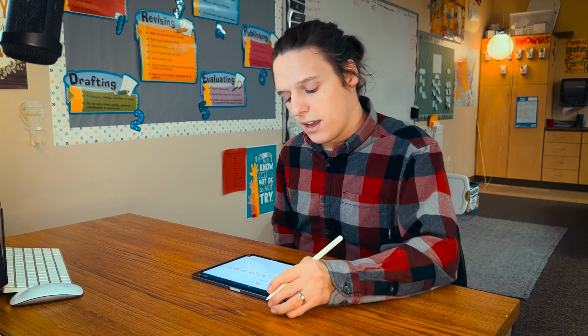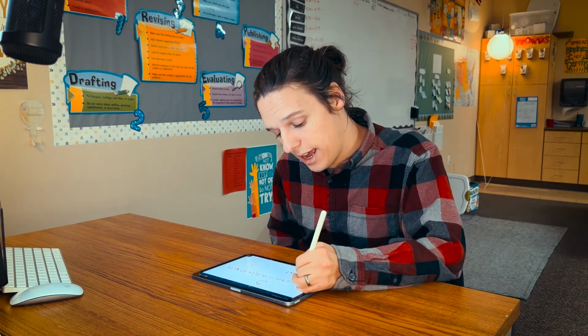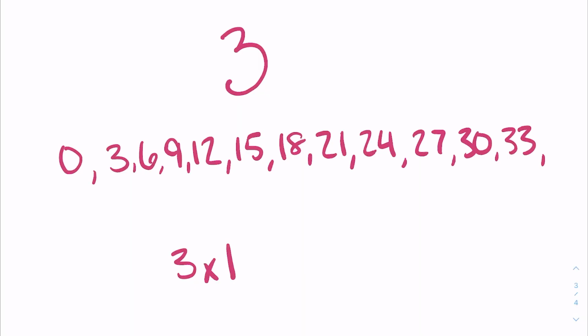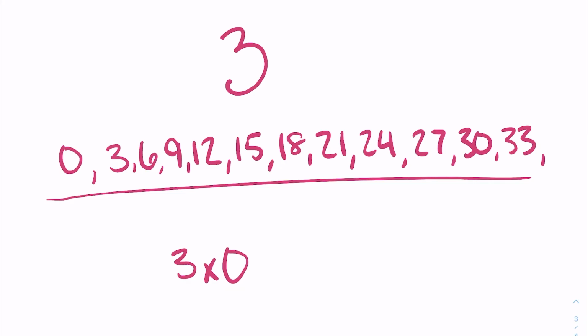It sure does. And some of you might have even included a 0 at the front. Now, there is some debate as to whether that actually means it's a multiple. I consider it a multiple. So 3 times 0 does get me a number, and that number happens to be 0. So you could have started at 0, at 3, or at 6. All of those options are correct, leading you all the way to either 27, 30, or 33.